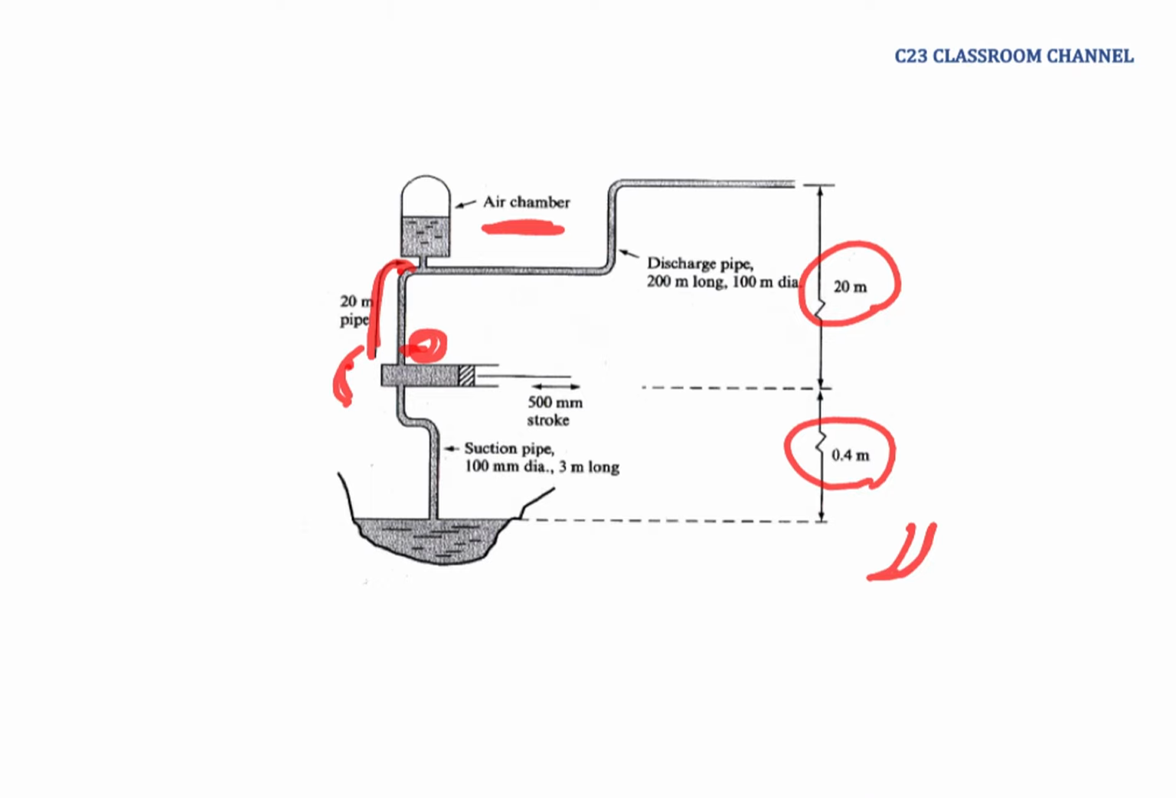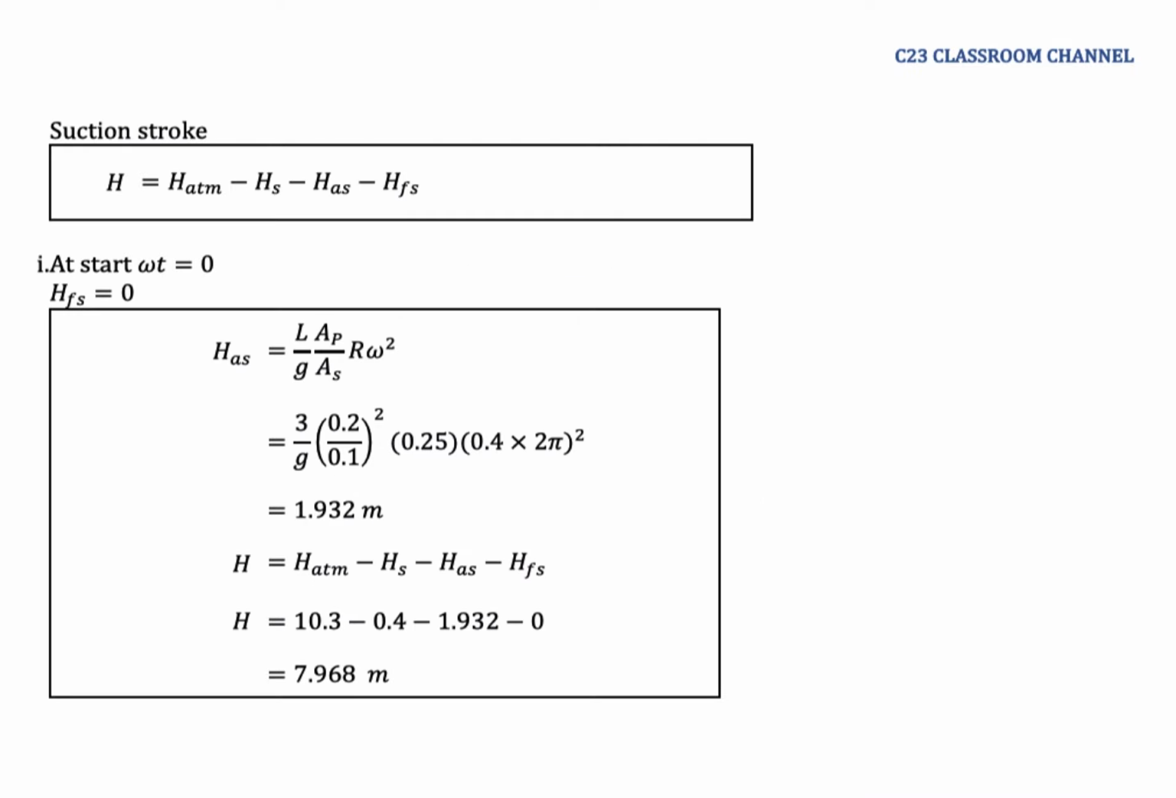So then we could calculate the pressure here. First we analyze the suction stroke. The pressure head can be calculated by this equation. Because I already explained previously, in suction we need to create a vacuum, which means we need to have pressure less than atmospheric pressure. So the equation will become like this.